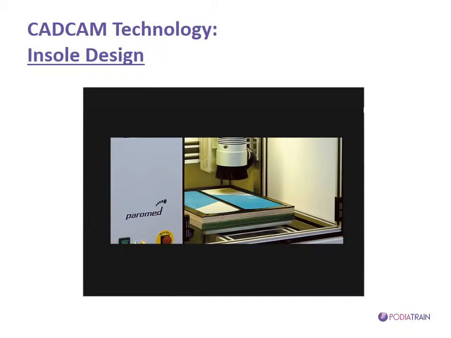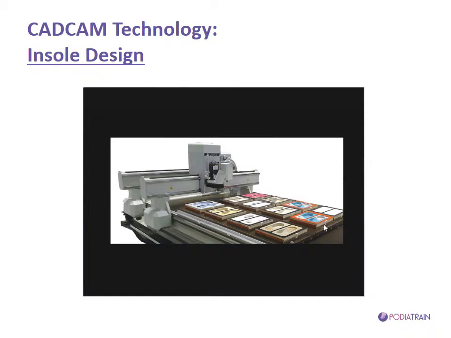The milling machines that are used to manufacture the insoles come in various shapes and sizes. They can be small milling machines, they can be industrial milling machines. So this is a typical milling machine. Here we see an industrial milling machine which can be used in large labs. And basically what the milling machine will do is cut off, subtract the material from the blank in order to produce a shape that is compatible with the shape that we have designed within our software.